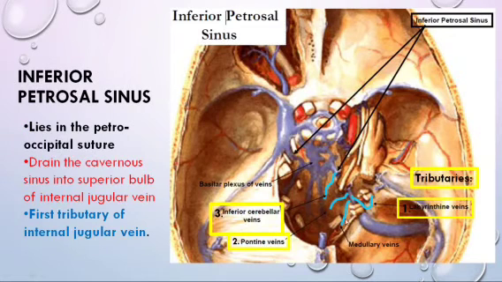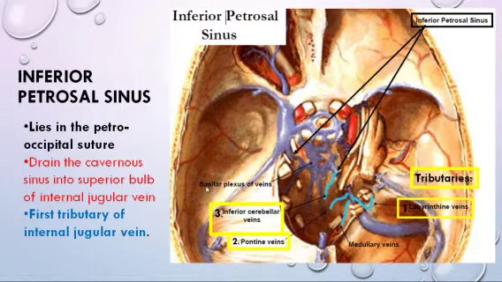So, this is the enlarged image of the previous picture only. Again, this is the sphenoparietal sinus, cavernous sinus. This is the superior petrosal sinus. And here is our inferior petrosal sinus. Just see the inferior petrosal sinus along the inferior margin of the petrous temporal bone. It lies in the petro-occipital suture. So it drains the cavernous sinus into the superior bulb of the internal jugular vein.